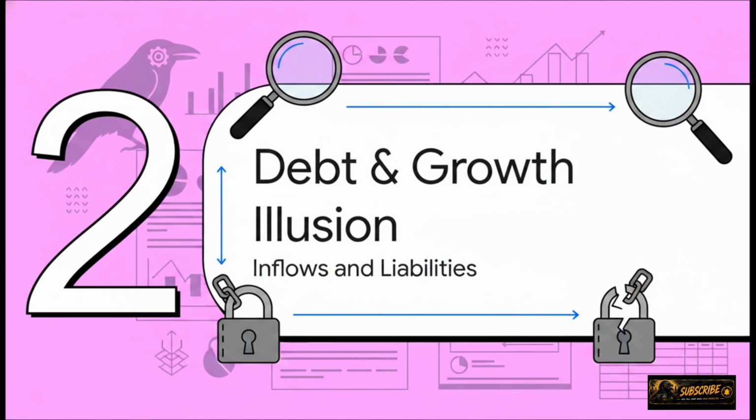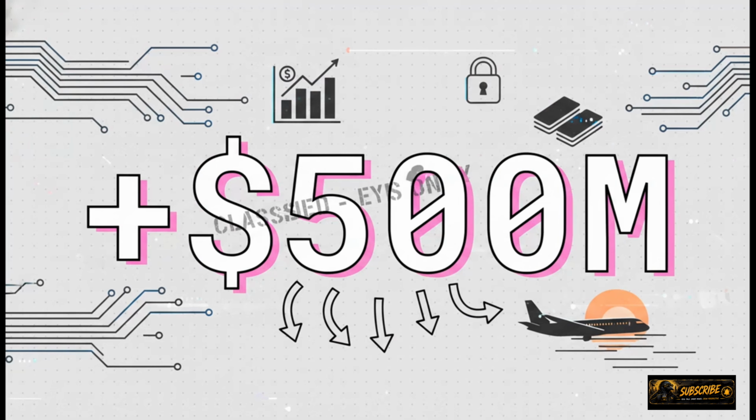Section 2, debt and the growth illusion, inflows and liabilities. Let's put on our investigator hats for a second and scrutinize that first lever, debt, because we really need to ask what borrowing actually means for the underlying health of a corporation. Imagine you run a company. Business is slow, investors are getting nervous. So what do you do? You go to the bank or the bond market and you borrow $500 million.